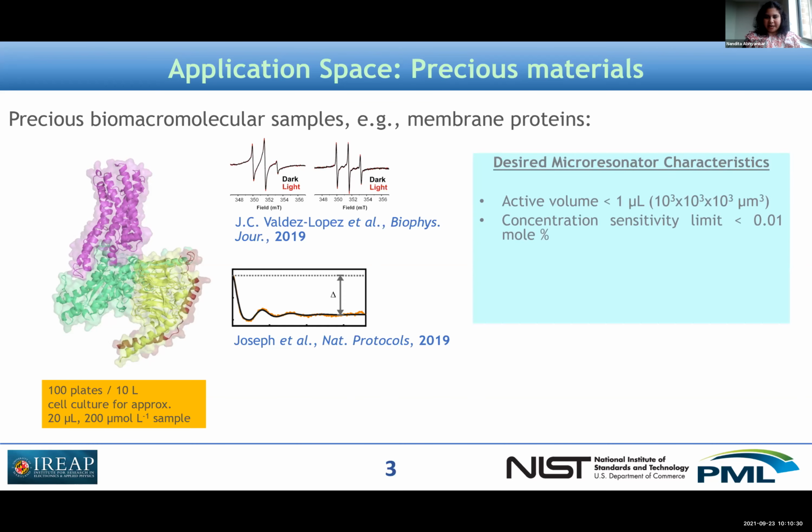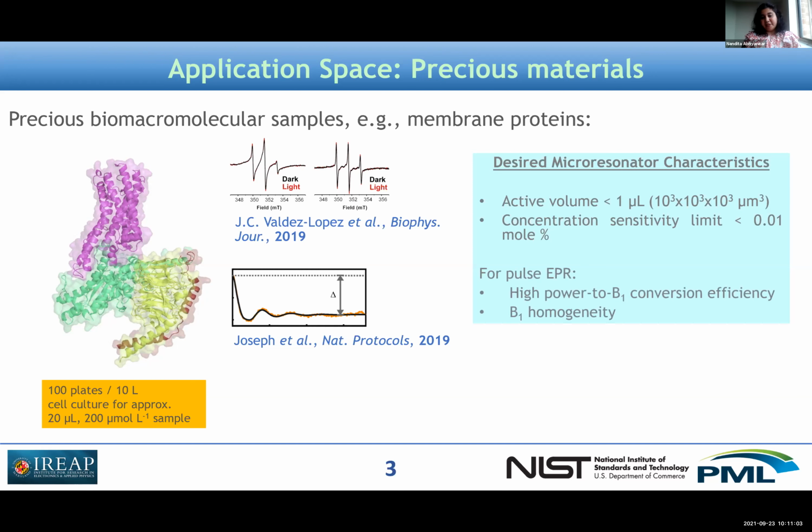So what are the desired microresonator characteristics if you want to study such samples? Well, the first is if we can get an active volume of less than a microliter, and the concentration sensitivity should be equal to, if not better than, the concentration sensitivity that's available right now. So we should be able to go at least down to 10 micromolar concentration sensitivity. This is for CW EPR.